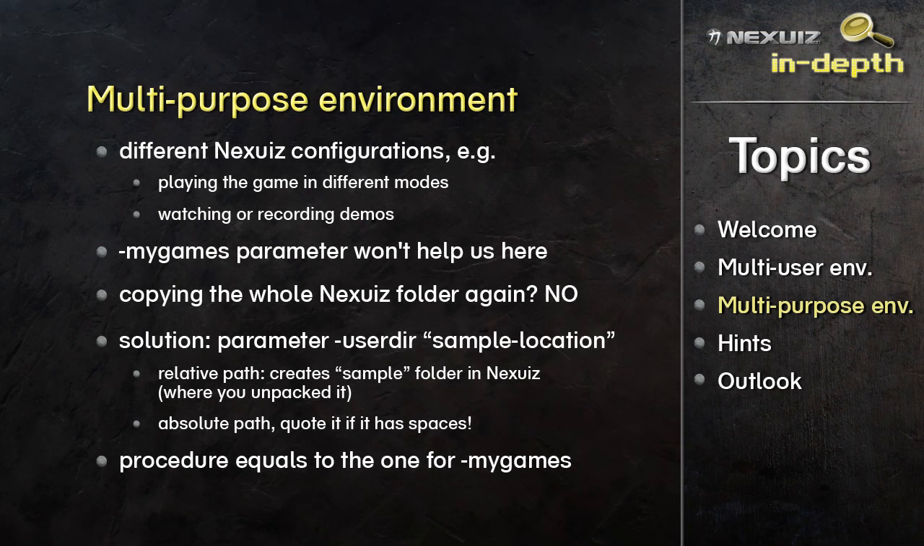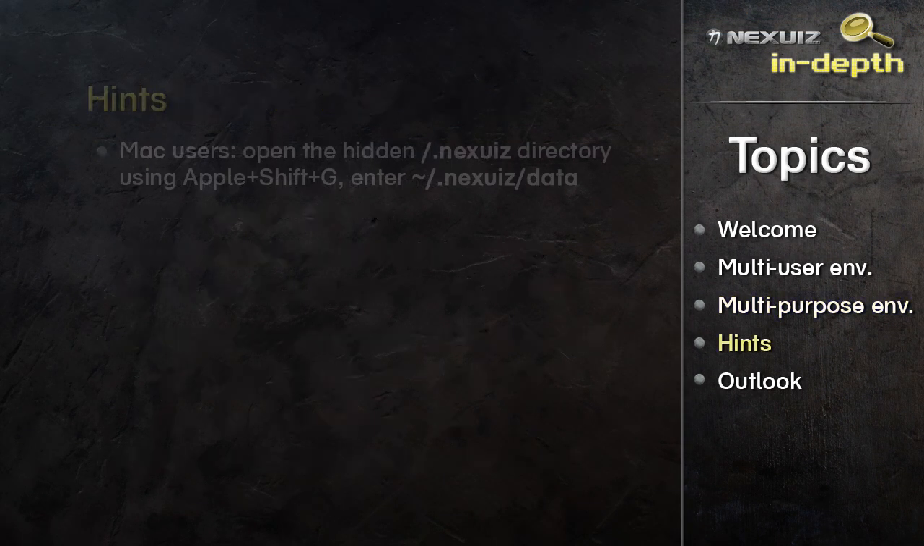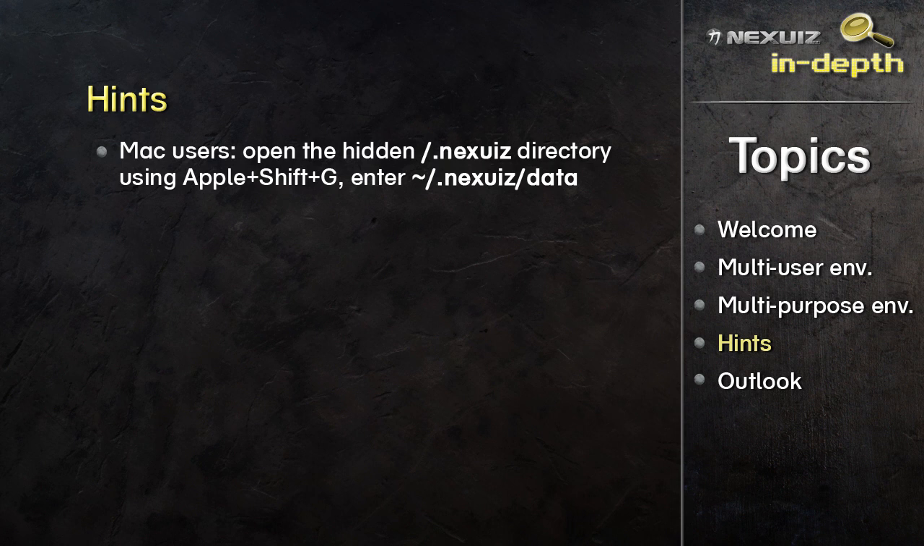Before I come to the end, here are a few more hints. For Mac users who also have the problem to find the .nexius folder in your user directory, you can use the Apple-Shift-G key combo in Finder, which opens a dialog in which you can specify the path, for example, ~/.nexius/data. Apart from that, in case either userdir or mygames was used, but Nexius cannot find any config file there yet, it will create one.